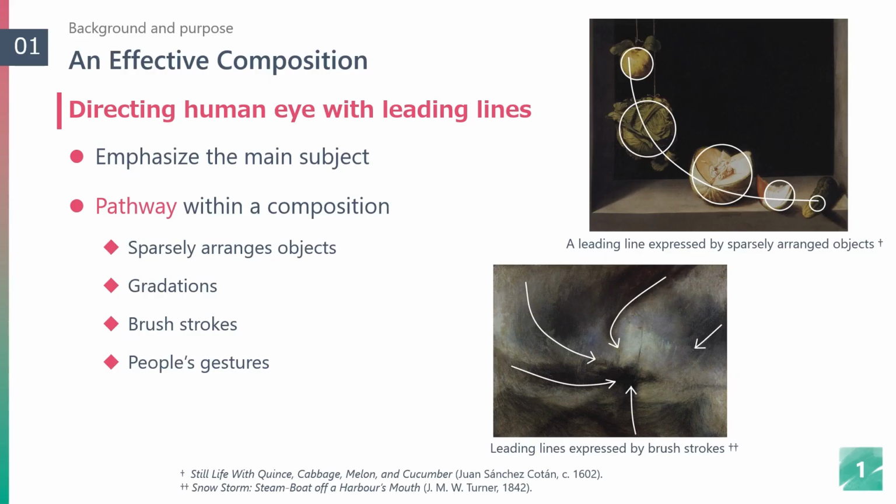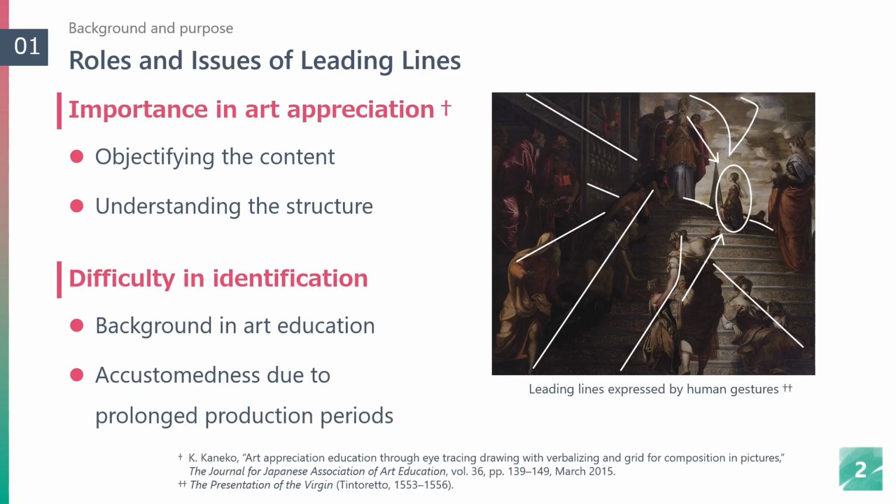Leading line is a pathway within a composition for observers, and painters and photographers often incorporate this line into their work to guide observers' attention and emphasize the main subject. These leading lines are not always delineated explicitly as straight lines, but can also be abstracted lines of sparsely arranged objects, or gradations and textures of brushstrokes. It can also be expressed by human gestures, like in this painting.